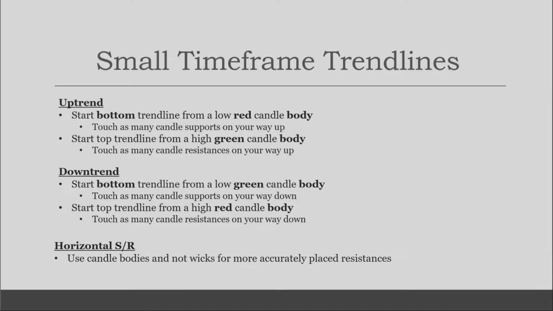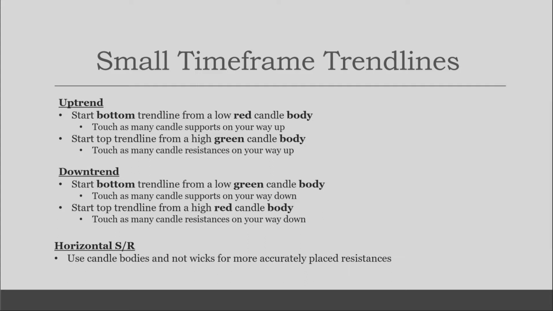When looking at a small time frame, this is how you should draw your trend lines. When you are on an uptrend, you should start your bottom trend line from a low red candle body, not a wick. On your way up, you should be touching as many candle supports as you can. With regard to the top trend line, you should start from a high green candle body. Again, the body, not the wick. And once again, you should be touching as many candle resistances on your way up.